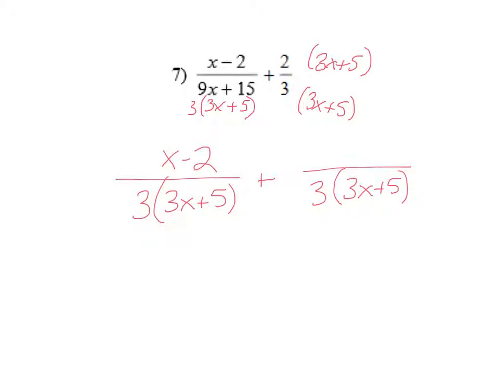And on the top I'll have to distribute that 2. Notice it's a plus sign, so no worries about my sign. Distribute and you get a 6x plus 10. Now you have your common denominator. Let's merge that together.